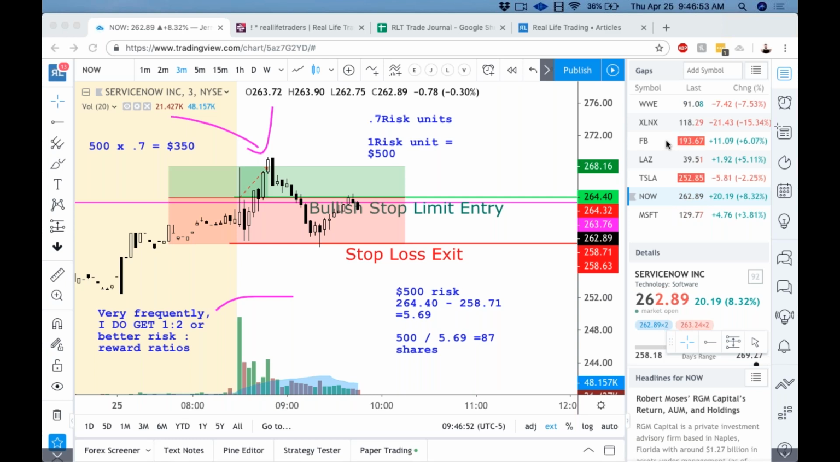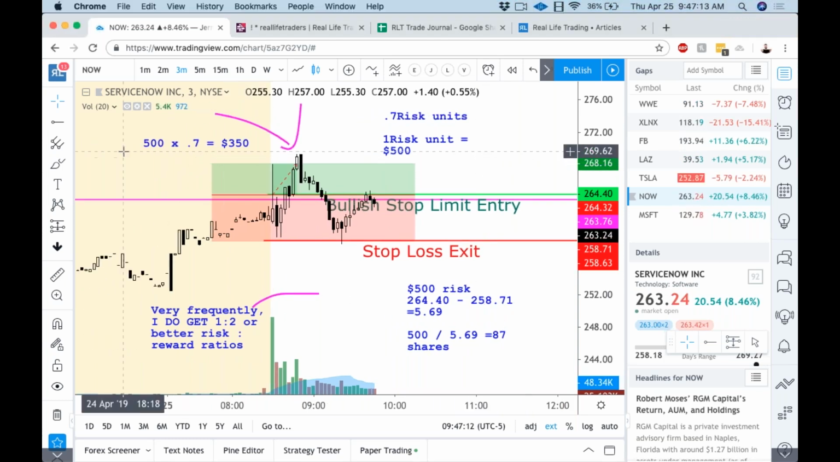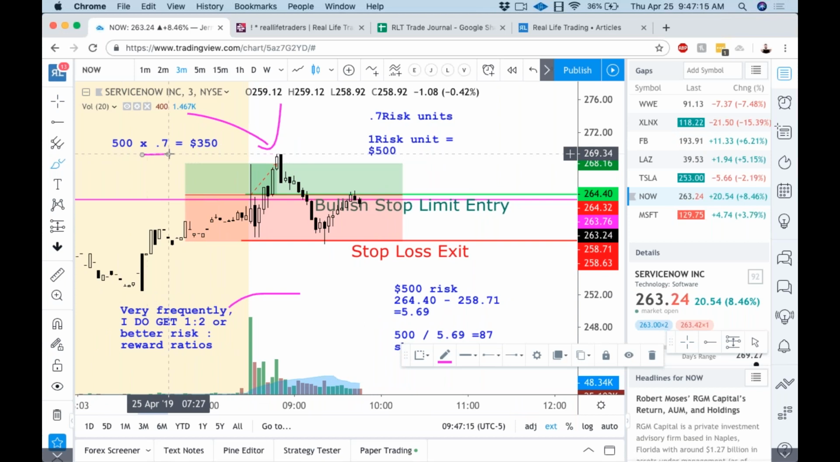As I mentioned earlier, we cannot control the profits on a trade. All we can do, right? All we can do is control our risk. So I know how much my average loss is. My average loss per trade is 0.7 risk units, or about $350. That's my average loss on a trade.